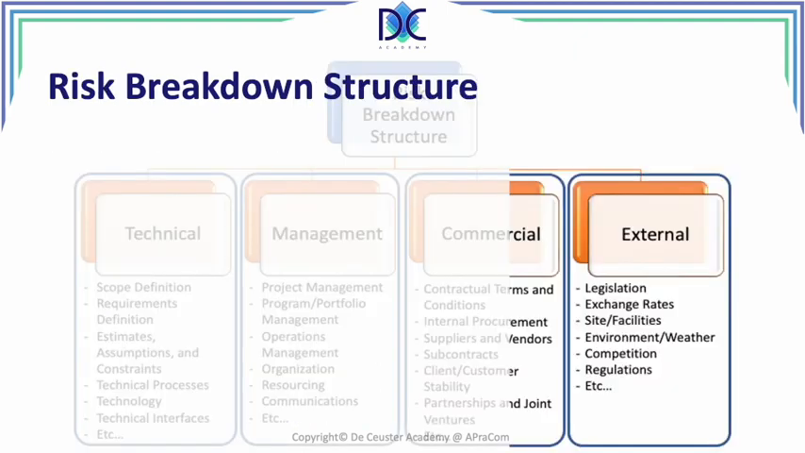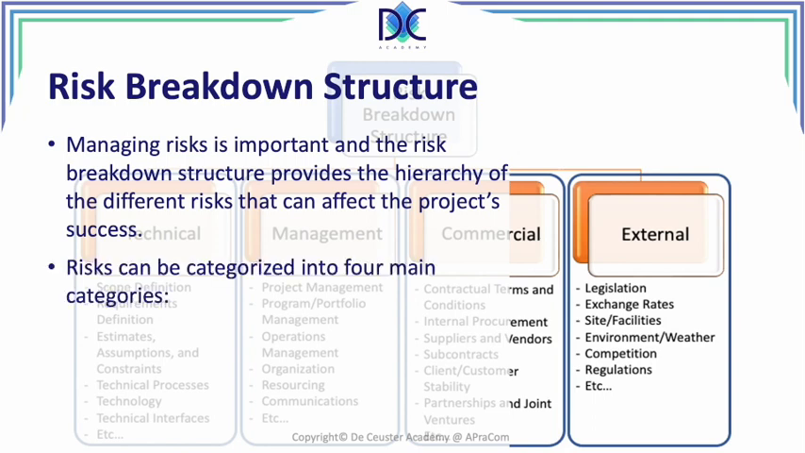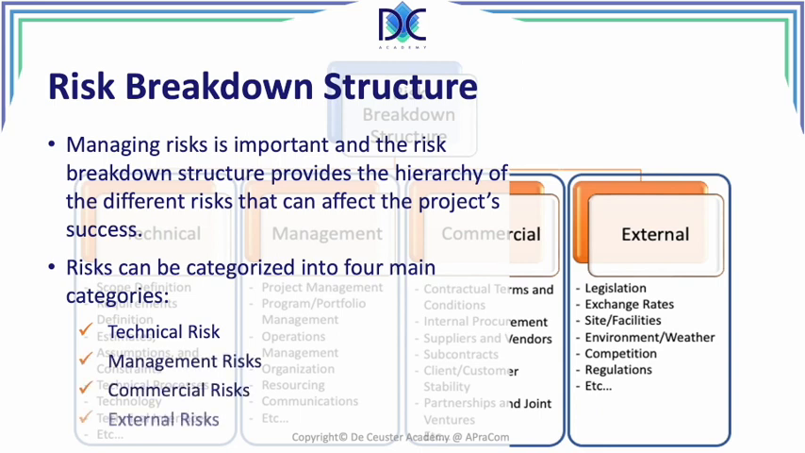The next one and the last one of this video is the risk breakdown structure, or the RBS. Managing risk is important, and the risk breakdown structure provides the hierarchy of the different risks that can affect the project's success. Risks can be categorized into 4 main categories: technical risk, management risk, commercial risk, and external risks. So those were the different hierarchical structures that we have.